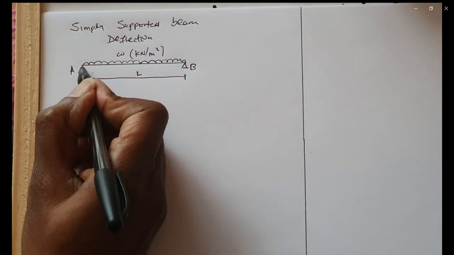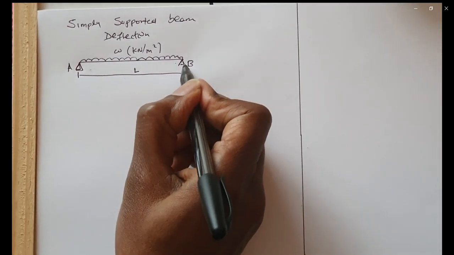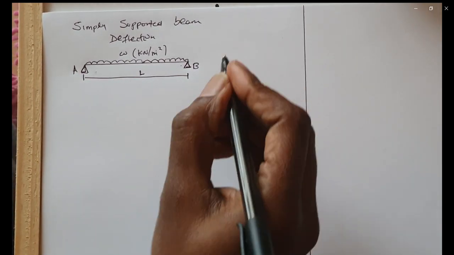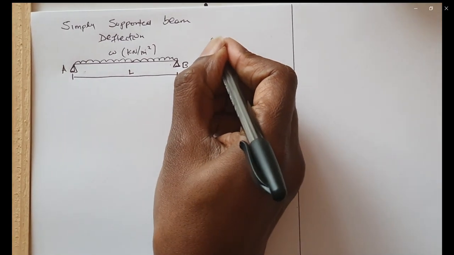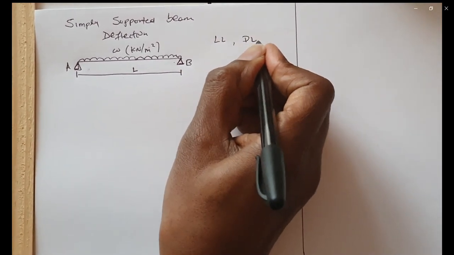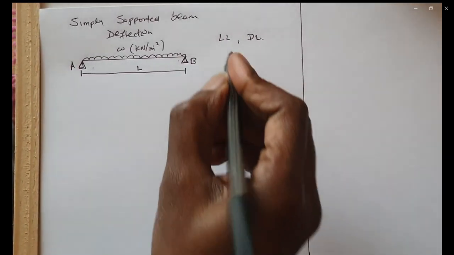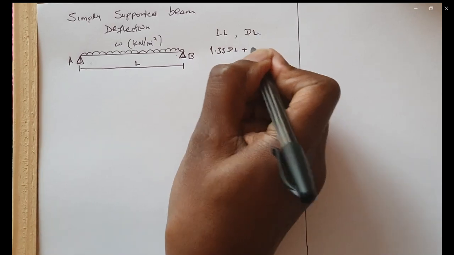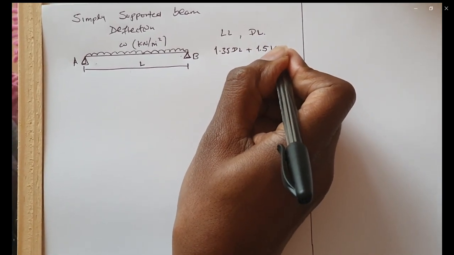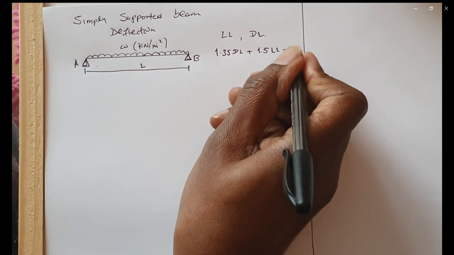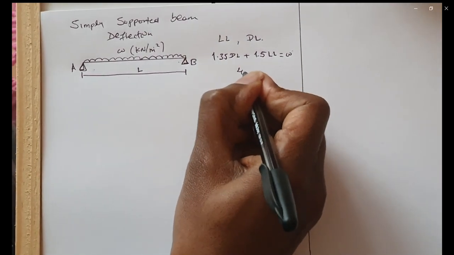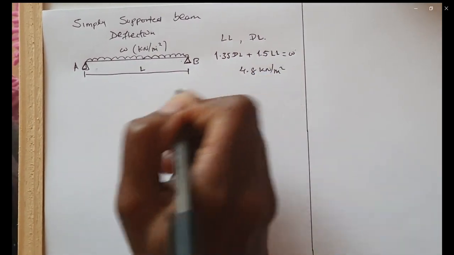So that is the first column that we saw in the portal frame. That is the second column, and W is calculated. How? Of course, we have to use the live load and dead load. We have to work out what kind of dead load and live load is going into the slab, which is 1.35 dead load plus 1.5 live load. That will work out the small w. In our case, we work out around 4.8 kilonewton per meter square.